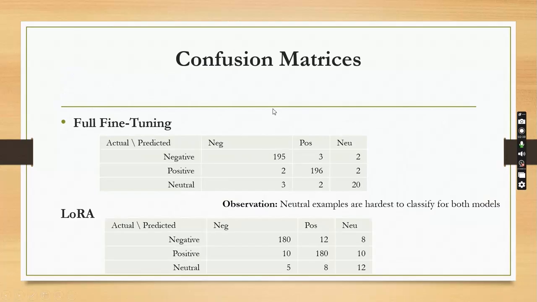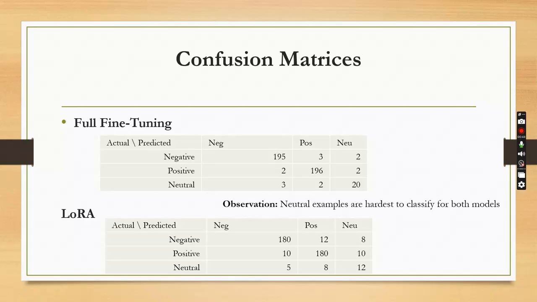Okay. Now we have our confusion matrices. The confusion matrices show exactly where each model made its own mistakes. So for full fine tuning, you can see it correctly classified 195 out of 200 negative examples, 196 out of 200 positive examples, but only 20 out of 25 neutral. So neutral is where it struggled. For LoRA, you can see a similar pattern, but more mistakes. 180 negative correct, 180 positive correct, and only 12 neutral correct.